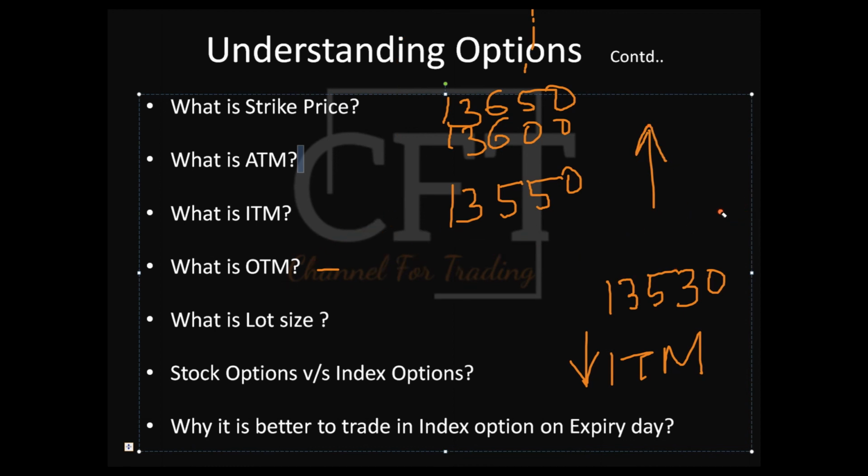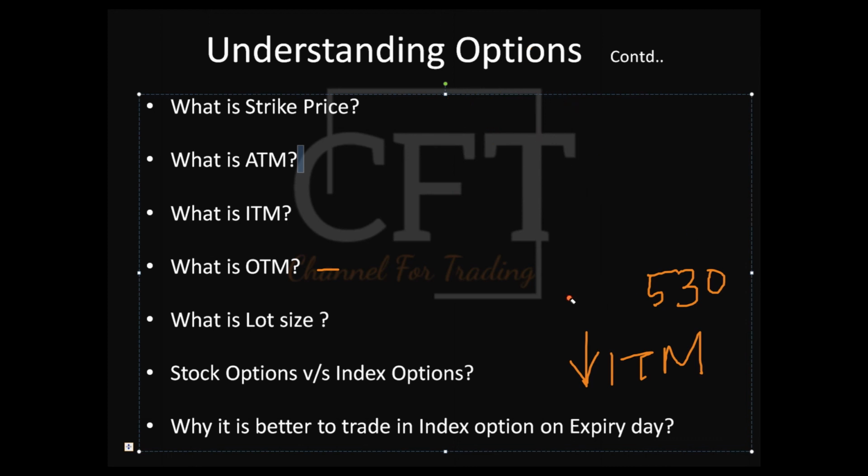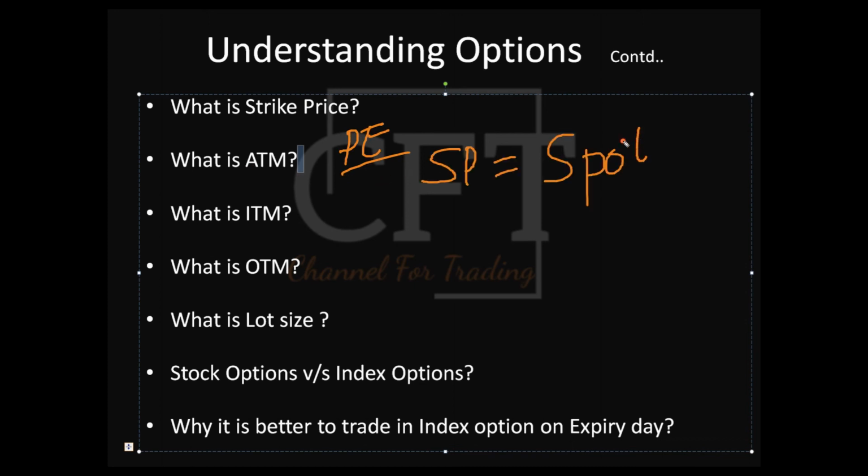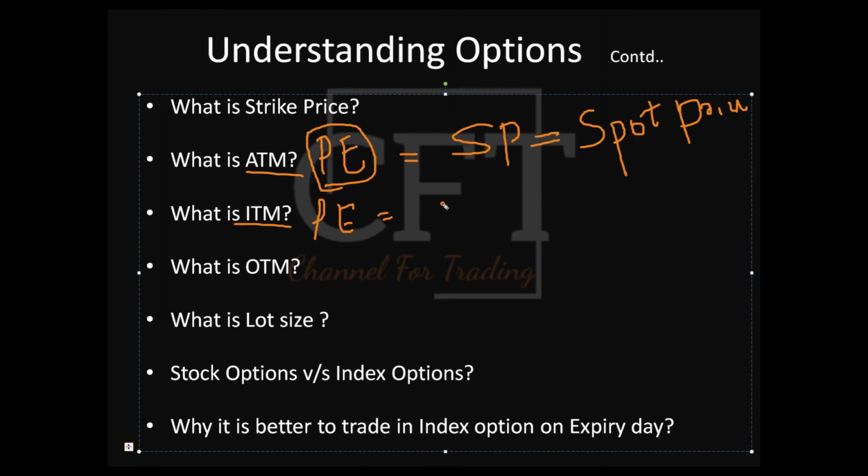This is a fairly simple concept in the case of a call option. And for a put option, this reverses. At the money for a put option is the same: strike price equal to spot price. That is your at the money. In the money will become different. In the money will be when your strike price is greater than your spot price. Understood?